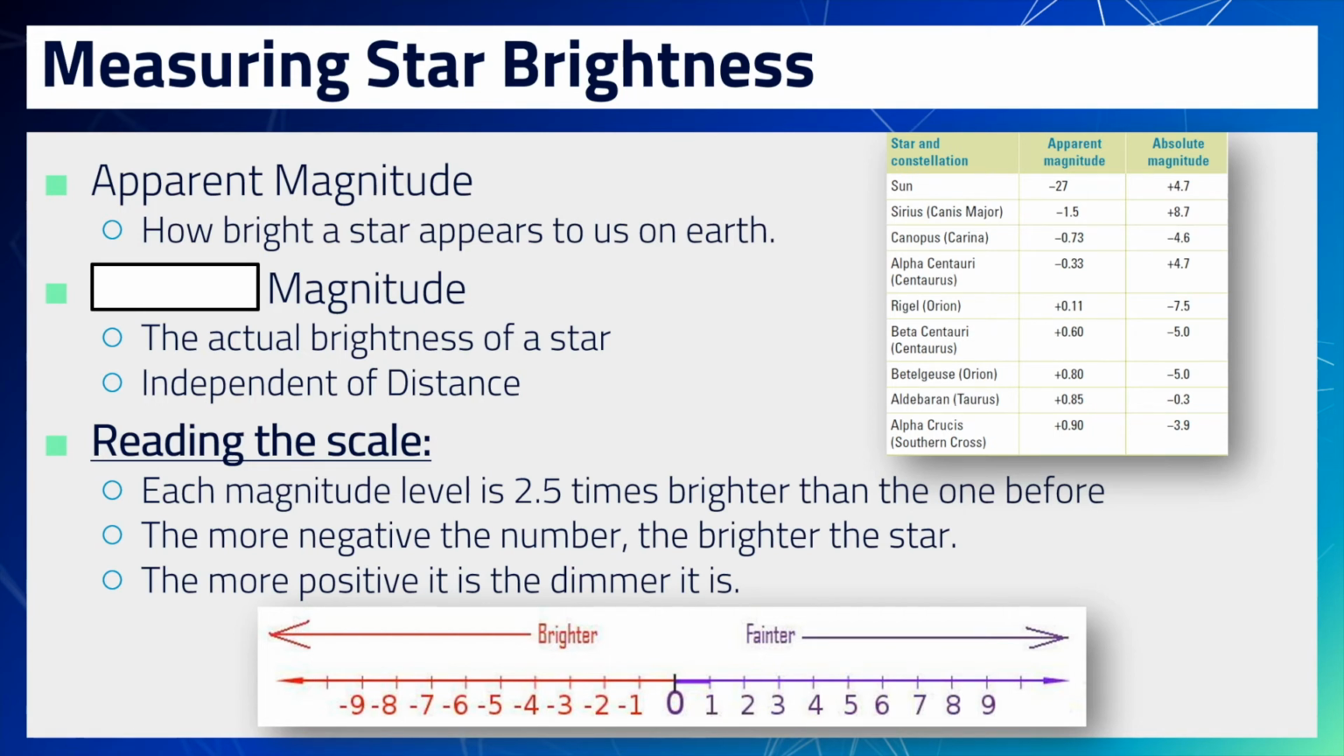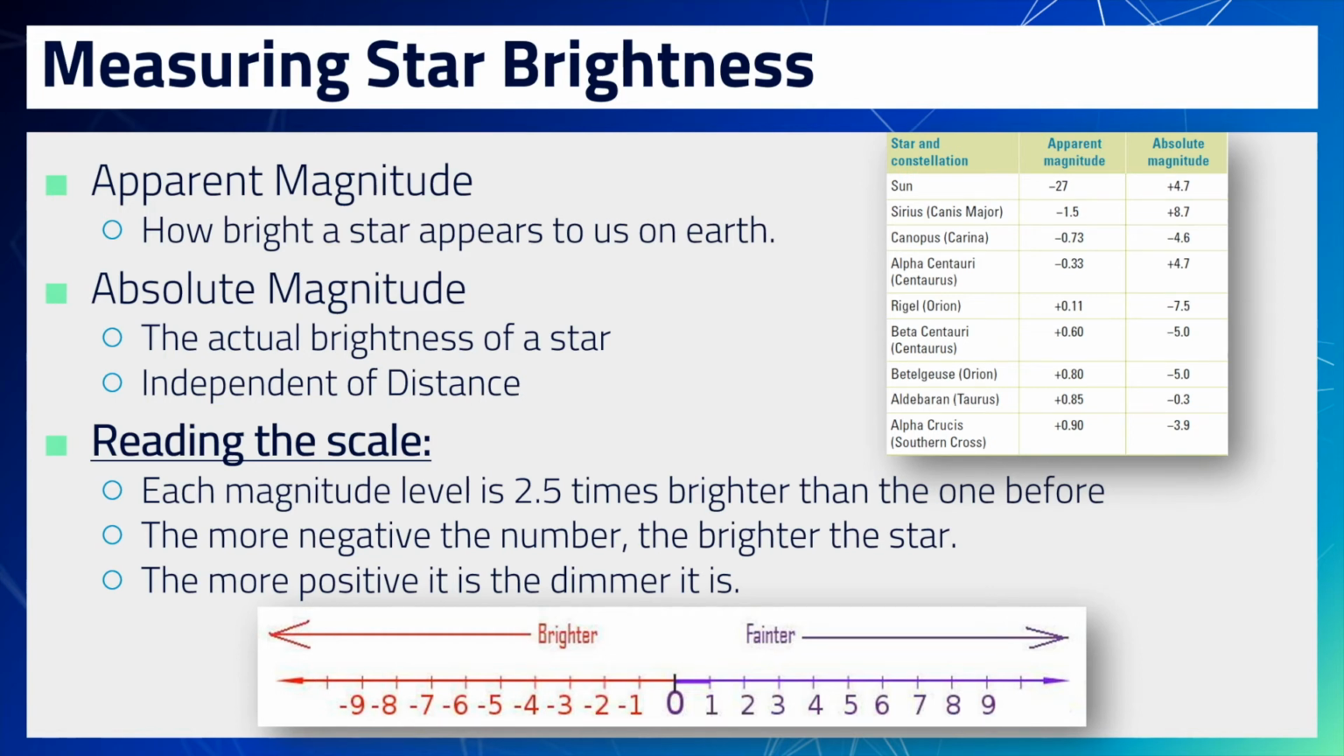The other type of brightness is called absolute magnitude, and that's the actual brightness. It's the absolute brightness that a star has, and this has no connection to distance. It doesn't matter how close or how far away it is. That's how bright the star actually is. So apparent is how bright the star appears to us, and absolute is how bright it actually is.